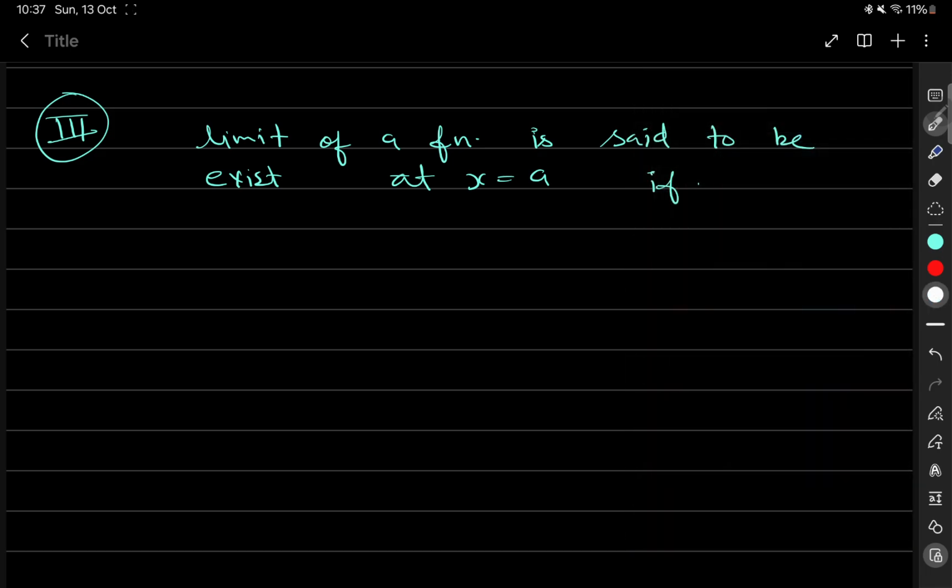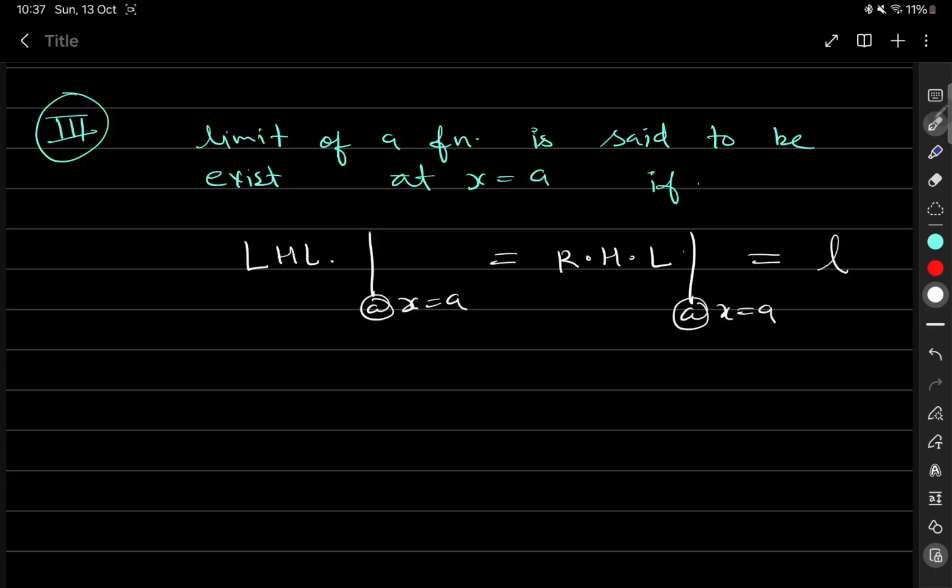So it is written: when the left hand limit at x equal to a is equal to the right hand limit at x equal to a is equal to L, right? So L means when the left hand limit and right hand limit are equal, meaning the left hand limit and right hand limit give you the same value.